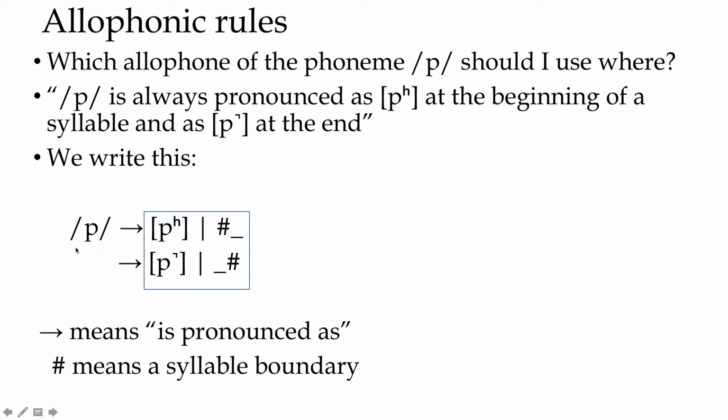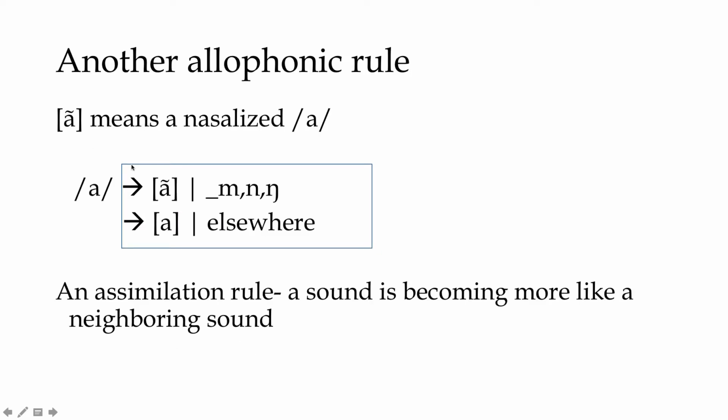This phoneme P gets pronounced as unreleased P if it occurs right before a syllable boundary. So if it's happening right before the end of a word, right before the syllable boundary, that would mean it's at the end of the syllable. And in the end of a syllable, the phoneme P always gets pronounced as the allophone unreleased P. So the phoneme P is pronounced as aspirated P in the environment of the beginning of a syllable. That's how we would read a rule like this. The other allophonic rule here, A with a tilde means a nasalized version of the phoneme A. So the phoneme A would get pronounced as nasalized A before an M, before an N, or before an Ng.